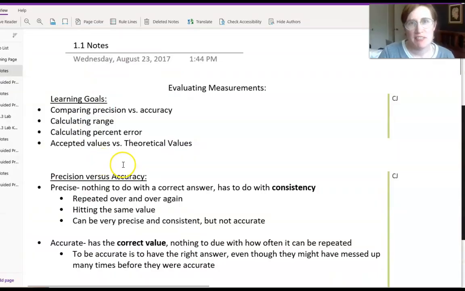Guys, welcome to our very first physics tutorial. This is 1.1, Evaluating Measurements.